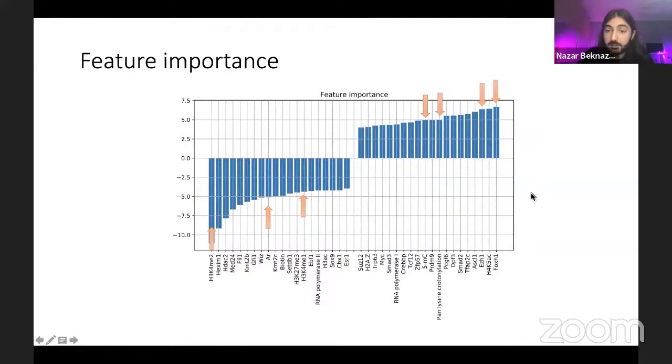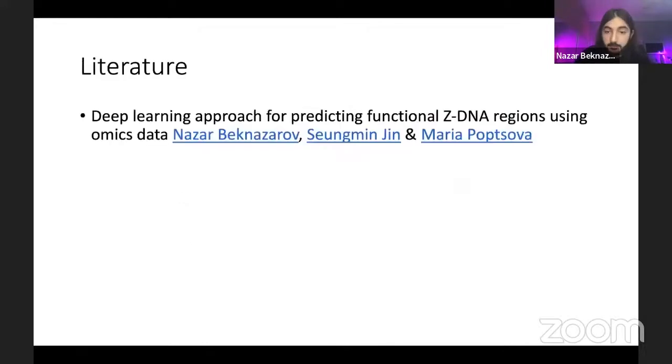And here is just a random example of genes and structures in the cell that could have a connection with Z-DNA, and this additionally proved our methods. And I think now I'm out of time. We published a paper about Z-DNA prediction, and now we're creating a following paper about Z-DNA interpretation.